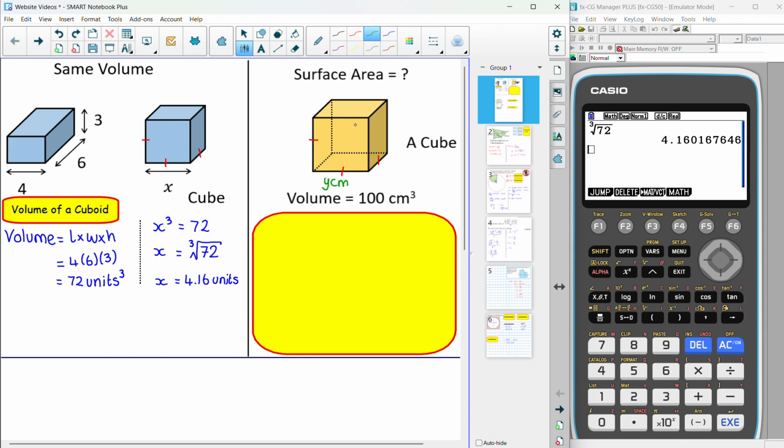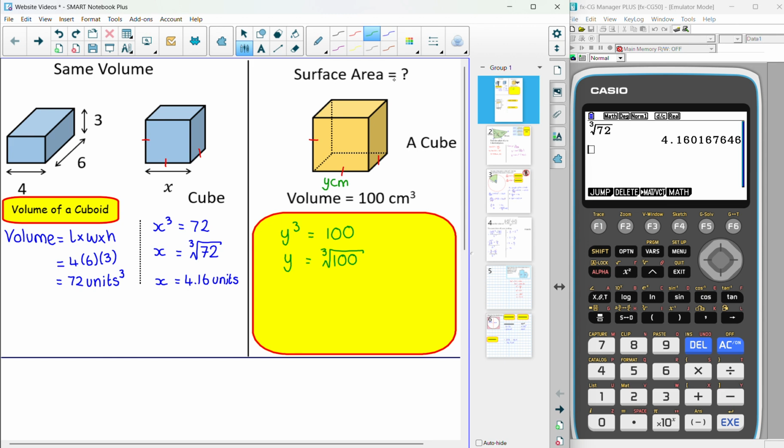So to work out the volume of this, it will be y times y to get the area, which is y squared, times y, which will give us the volume. So therefore, we know that y cubed is equal to 100 centimeters cubed. Now, to work out what y is by itself, we need to do the inverse of a cube, which is a cube root of 100. So let's leave that over there.